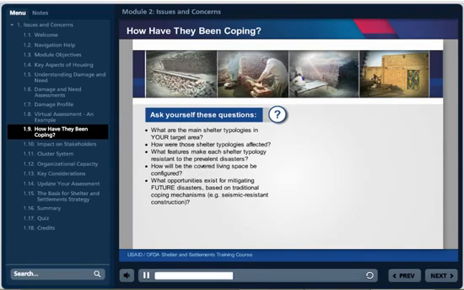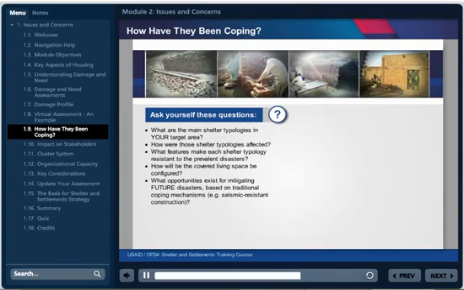What opportunities exist for mitigating future disasters based on traditional coping mechanisms? For example, seismic-resistant construction. It is not uncommon to see some people already building and repairing their houses when you come to do the assessment. If skills and basic resources are already available, is it possible to support this ongoing activity? Whether that's in the form of construction material, cash, or provision of knowledge and trainings in safe construction.